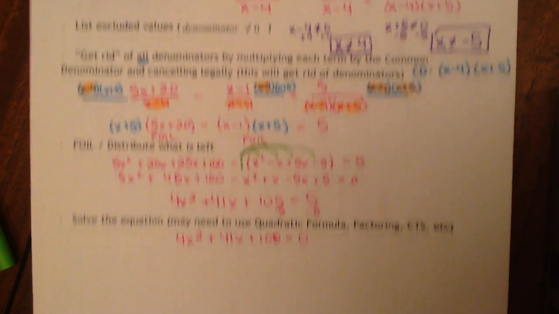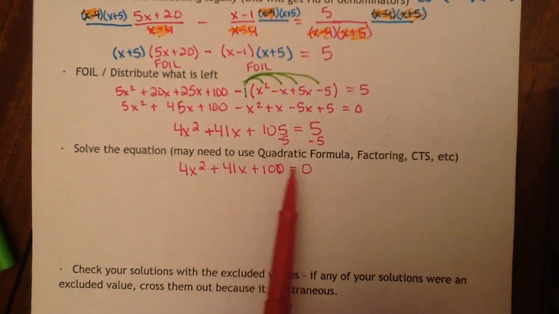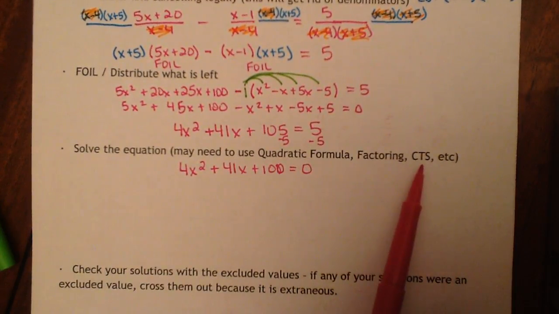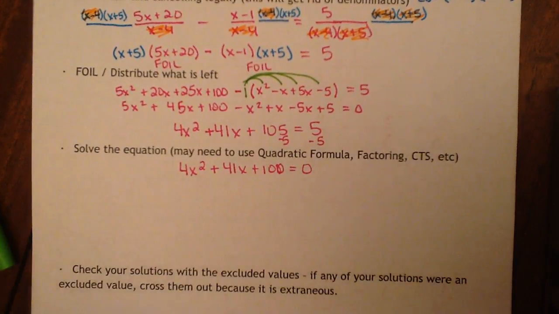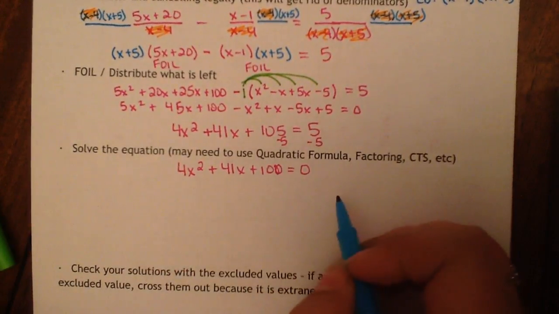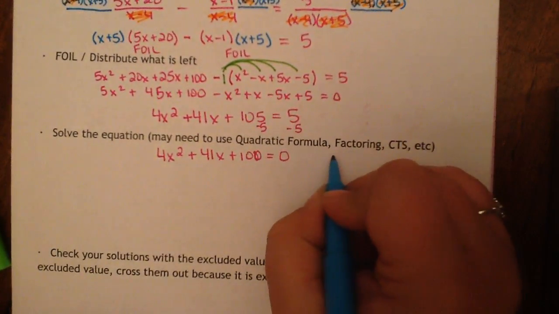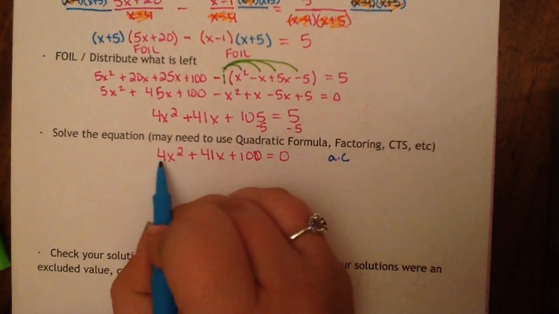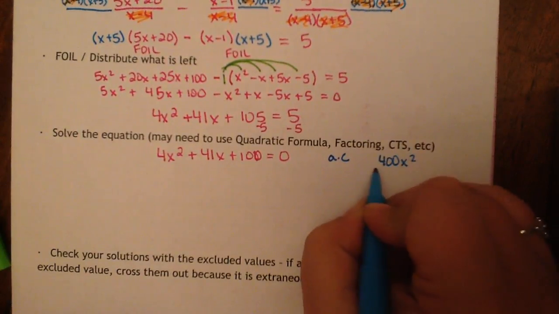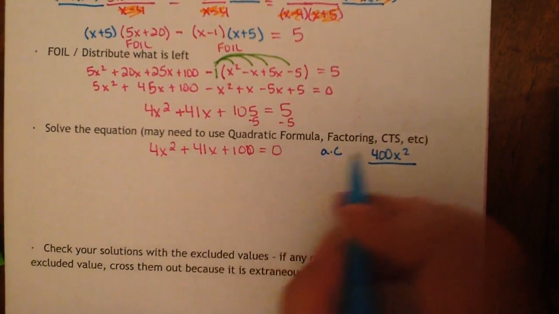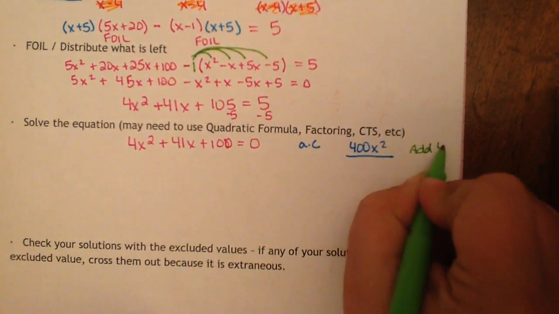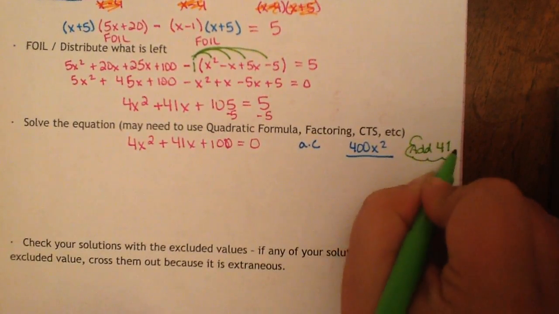Now we need to solve this resulting equation. So this happens to be quadratic, so we can either use the quadratic formula, factoring, or CTS, which stands for complete the square. I'm going to use factoring. So I don't have a GCF, and since I don't have a GCF, I'm going to go ahead and start my AC method. So remember, you do A times C, so that's 4x squared times 100. That's going to give me 400x squared. So now I'm looking for factors of 400 that will add to give me 41. That's what they need to do.